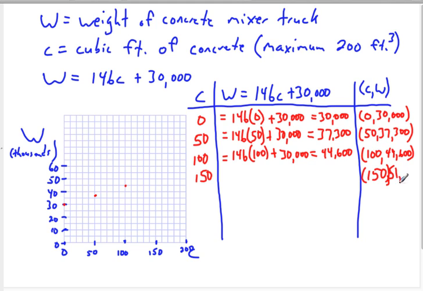150, 51,900, which is going to be about there. And then 200 is going to be 59,200, which is very close to 60,000. As you can see, this is also a linear equation, like that. All right, let's try another.